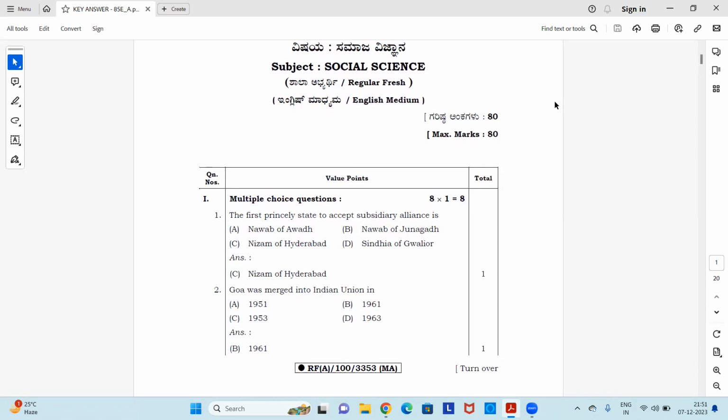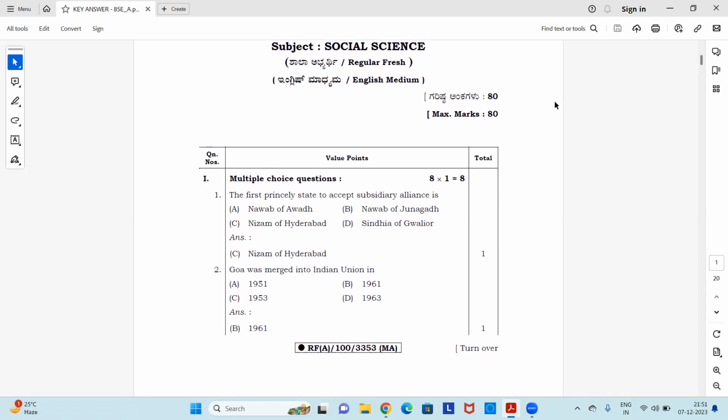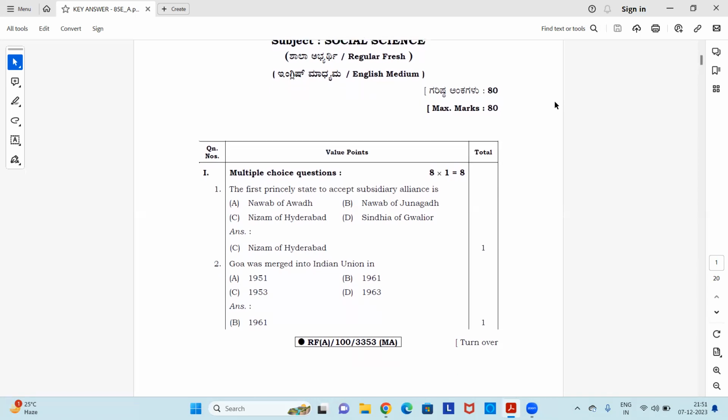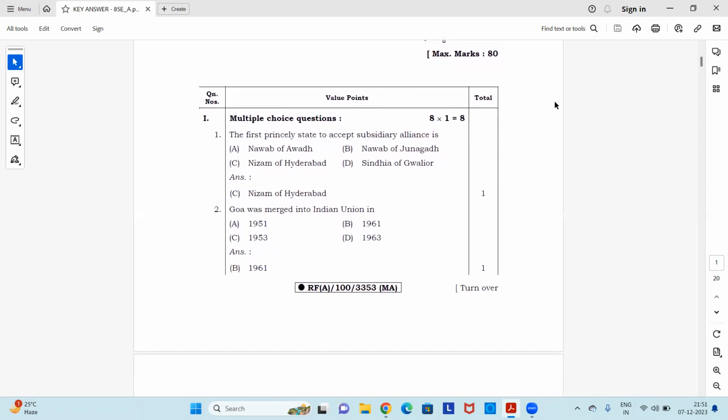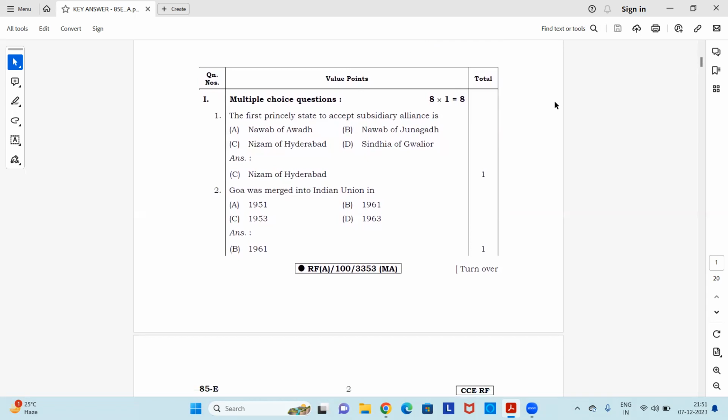So as said, this is the social science model question paper with the solution of 2023, and it's going to give you a clear idea of how the board examination paper is going to be. It is of maximum 80 marks. This is for English medium students. The first main is of multiple choice questions. You will have 8 questions of 1 mark each, where you have a question and 4 options. So let's quickly check all the questions and answers and jump on to the next main.